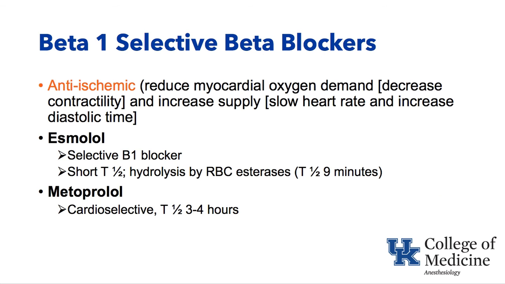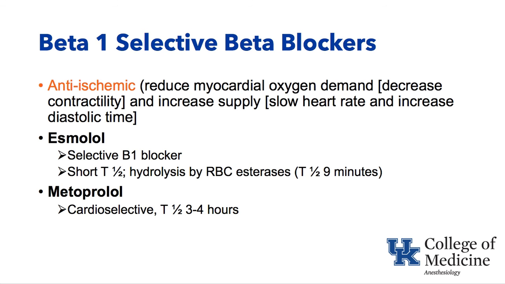Let's talk about beta blockers and finish up here shortly. Beta 1 selective beta blockers include esmolol and metoprolol. We usually use beta blockers for their anti-ischemic effect. That is, they reduce myocardial oxygen demand by decreasing contractility, and they increase myocardial oxygen supply by slowing the heart rate, giving more time in diastole, and improving coronary blood flow.